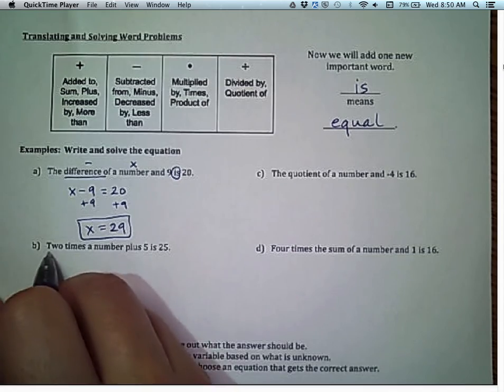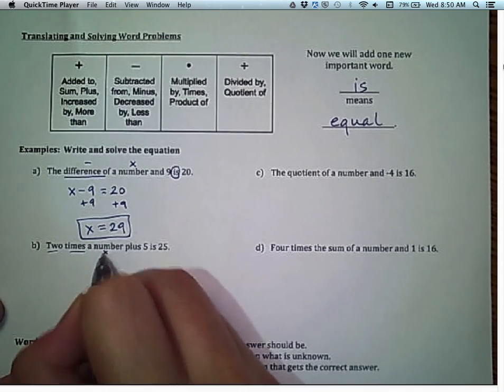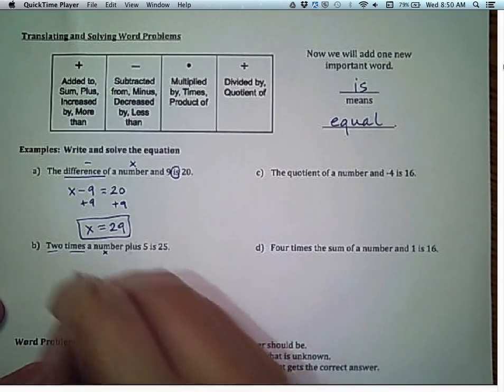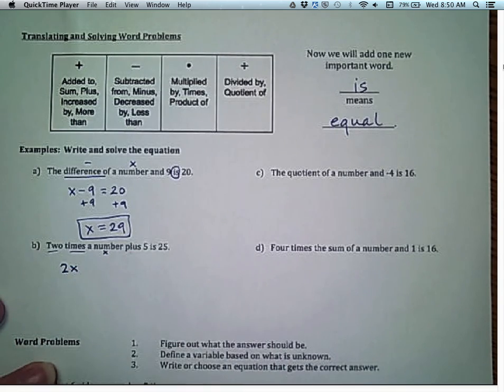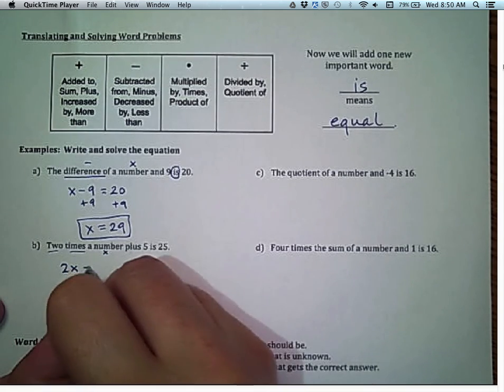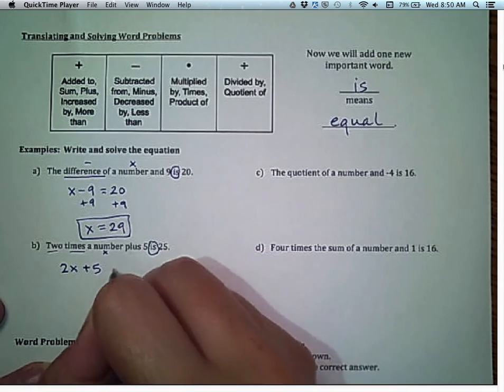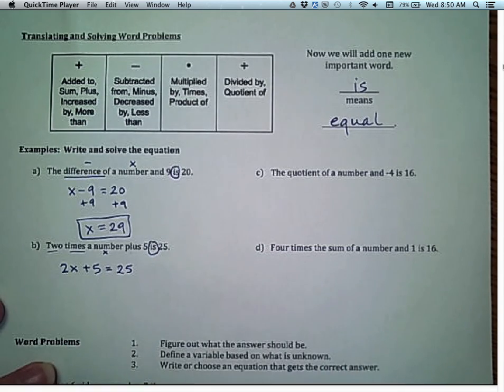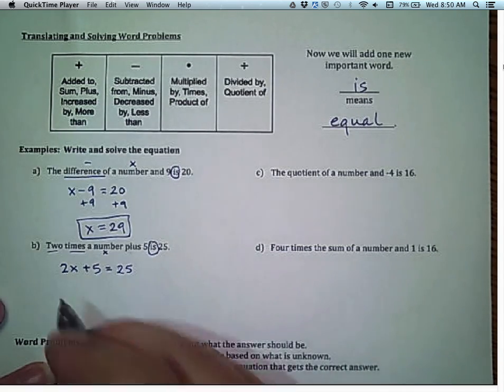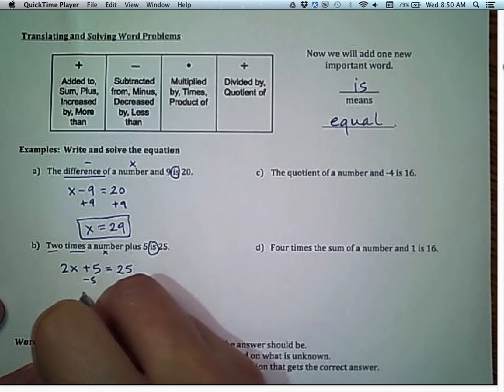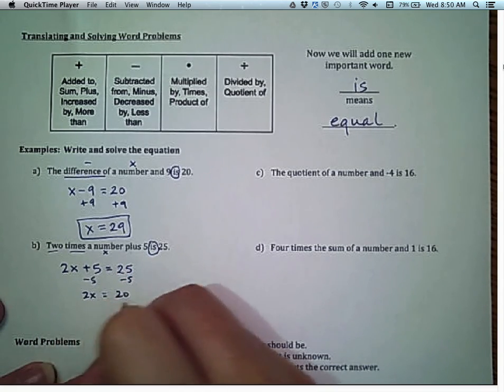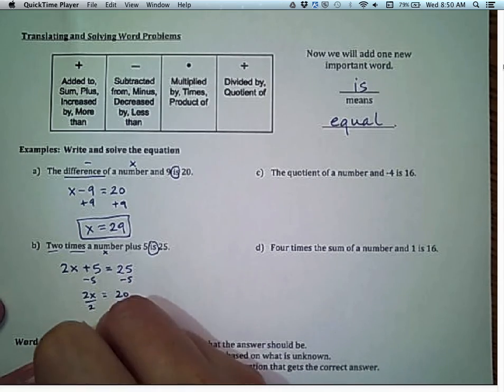All right, so 2 times a number, this is x right here, plus 5. So 2 times a number is 2x plus 5. And then here's our is equals 25. All right, now we have a nice little two-step problem. Minus 5 on both sides, so 2x equals 20. Divide by 2 on both sides, so x equals 10.